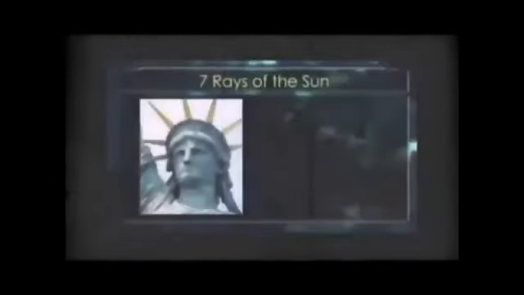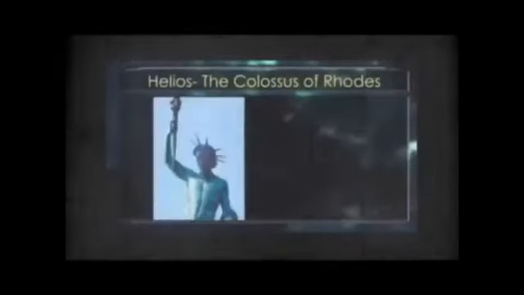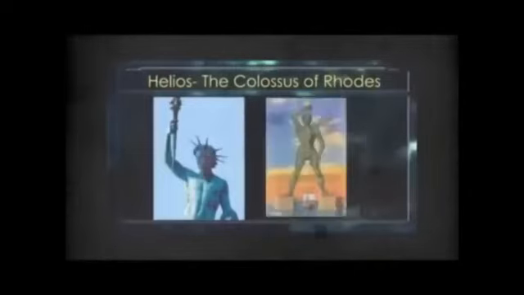The 7 rays of the sun. Notice the nimbus, the halo of rays of the sun. This is an ancient pagan sun god. It's everywhere. This is not something they just made up. Helios, look at this. Holding a torch. He's the Colossus of Rhodes, one of the 7 wonders of the ancient world.